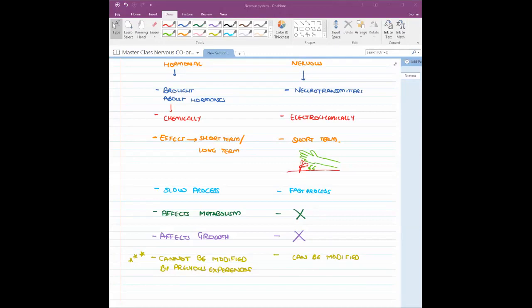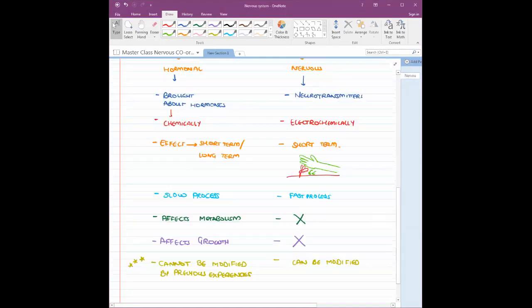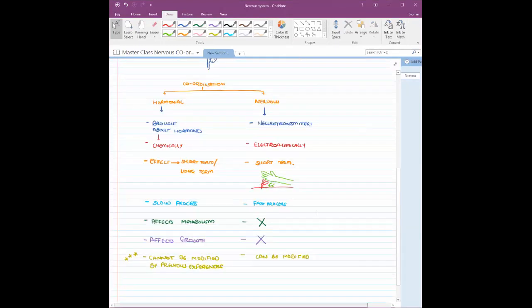Everybody all right with this thing? Fine. Now guys, the next thing is we will quickly talk about, have a look at this. See, this is the basic difference between hormonal and nervous coordination.